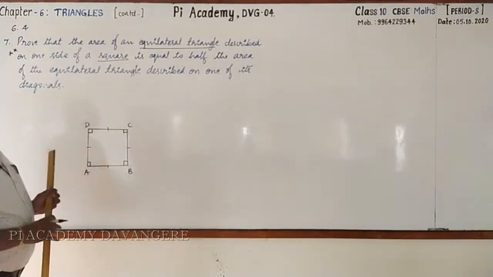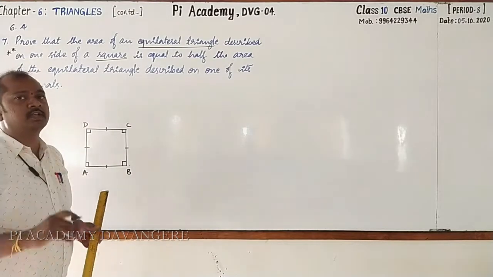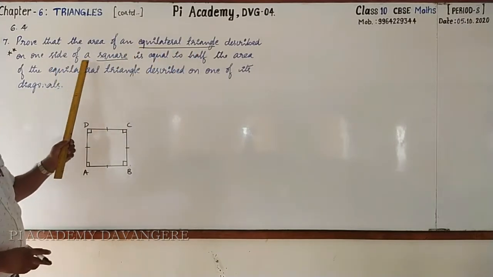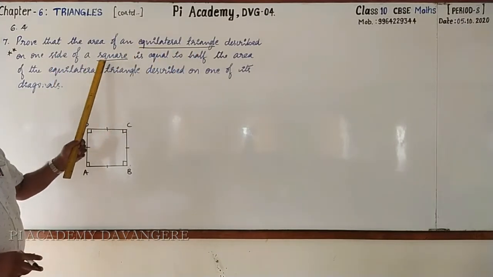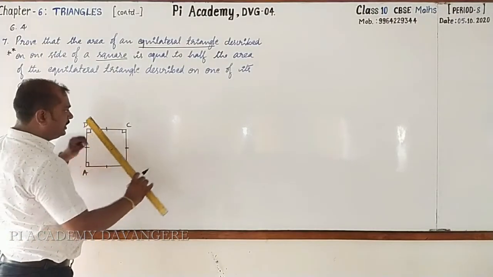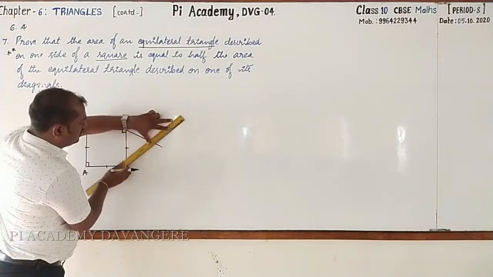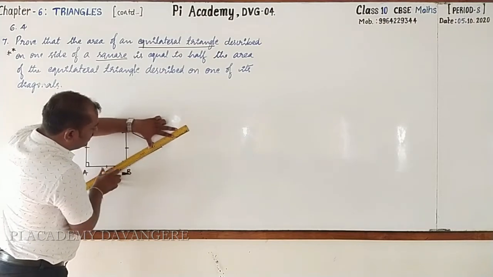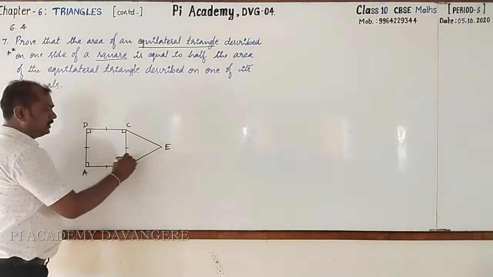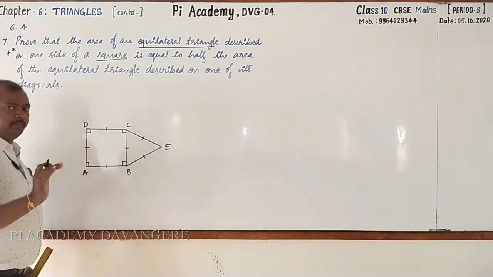Next, the equilateral triangle. What is an equilateral triangle? A triangle in which all sides are equal. See, here they have given an equilateral triangle described on one side of a square. You may take any one side. I'll take BC. On BC, let us draw an equilateral triangle, and you may call this equilateral triangle BCE. Then these sides will also be equal: BC, CE and EB.